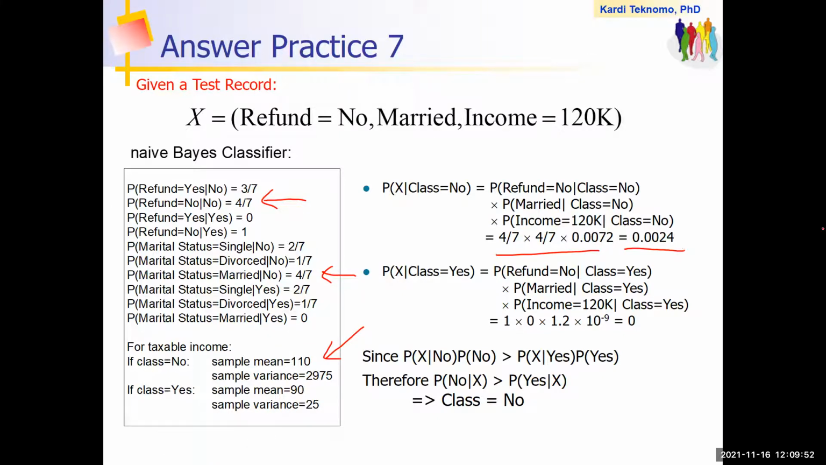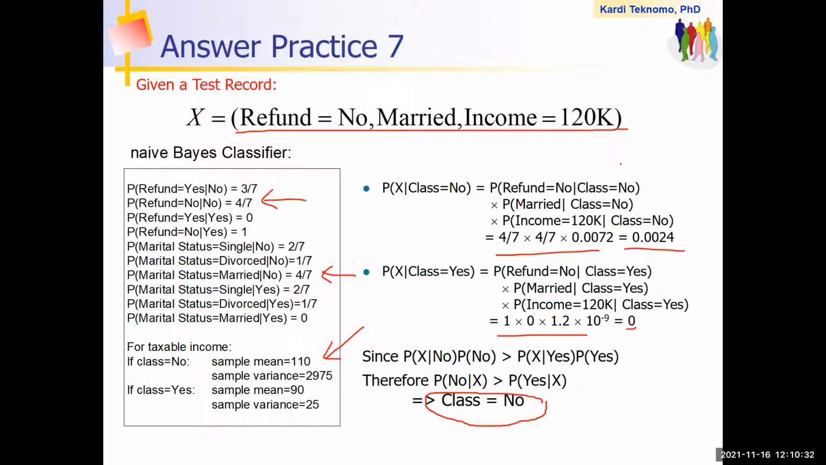Okay, for yes is the same thing. So you just say refund no, but class is yes. Probability of merit, class is yes. Probability of income 120, class is yes. So you multiply all of that, you get zero probability, right? And then, of course, in this case, the result is class equal no. So that means this new data set, we can predict this person with this characteristic will not evade the tax.